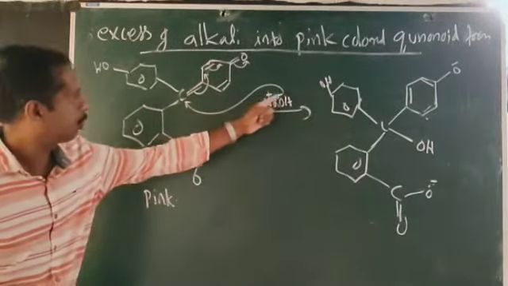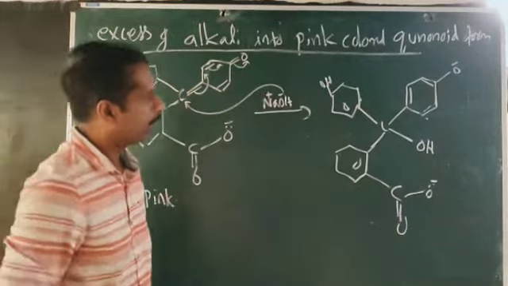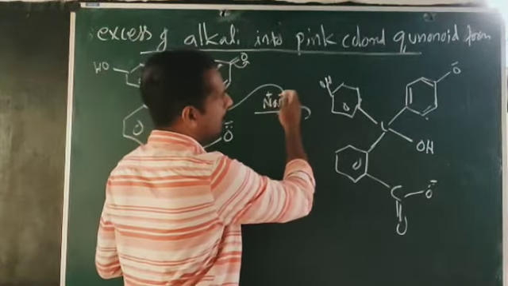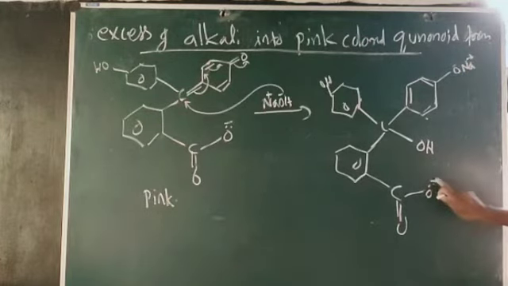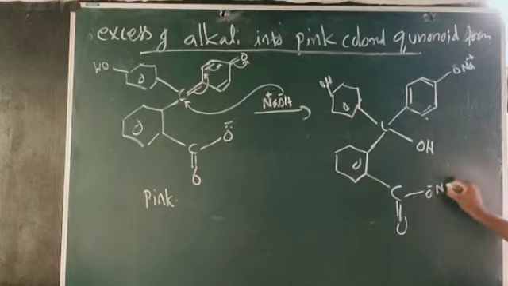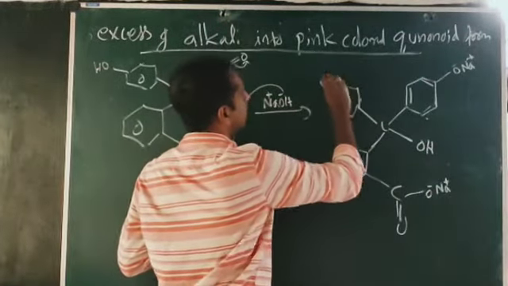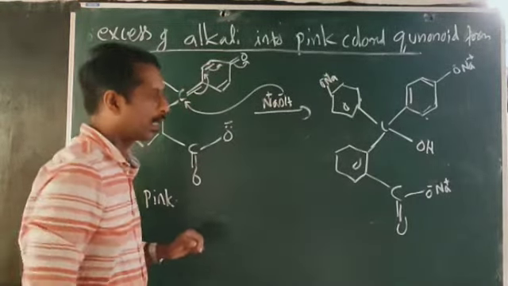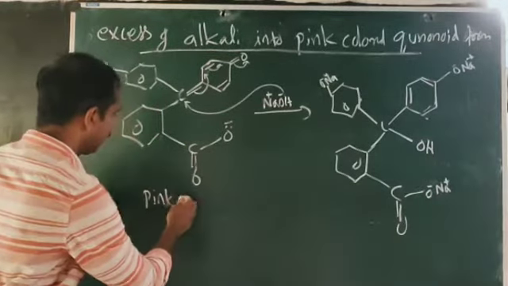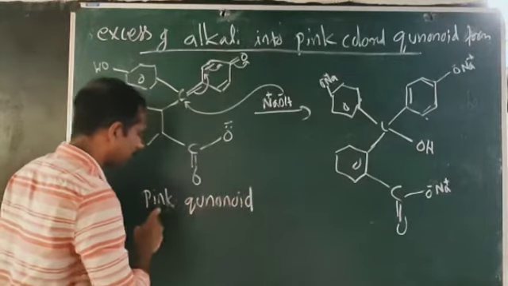So when this OH minus is attacking here, this will go here, this will come here. Now you can see that this Na will come here. So this will change into O minus and Na plus, correct? Here also O minus, this also will change into O minus and Na plus, and this OH will change into O minus and Na plus. That means this quinoid form is pink colored.